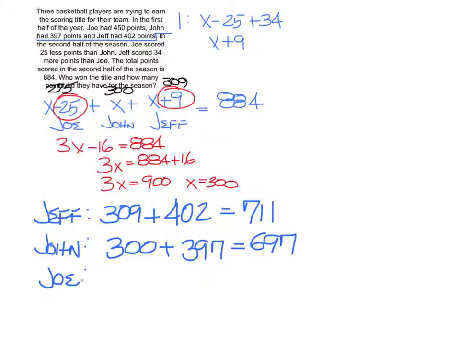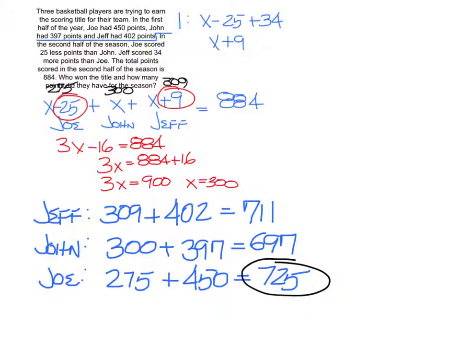Right. And Joe, in the second half of the season, had 275. In the first half of the season, what did he have? What's 275 and 450? 725. Who won the scoring title? Joe did. On your paper, to get credit for it to be right, you must have the name Joe and 725.